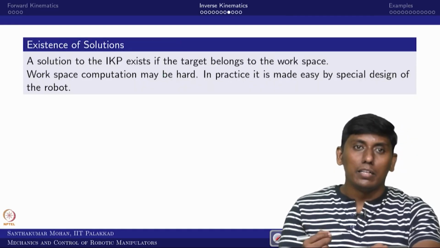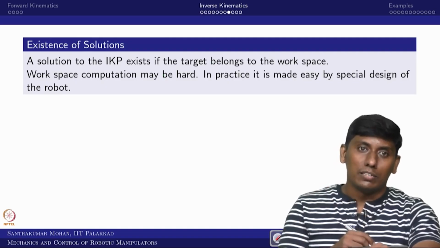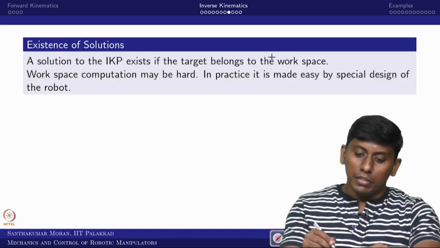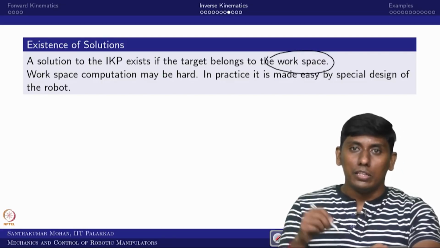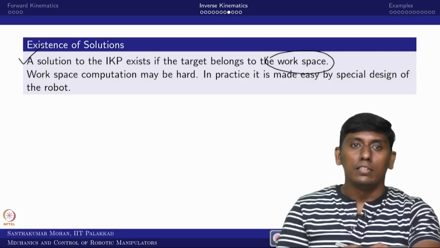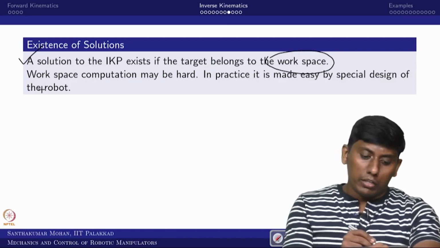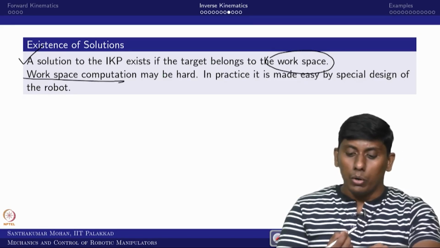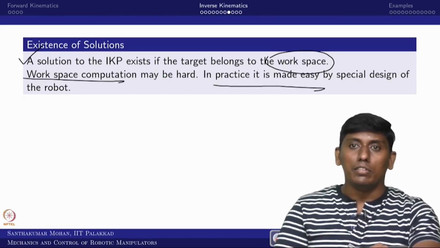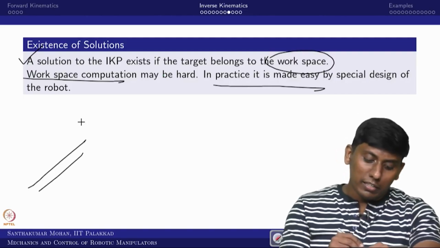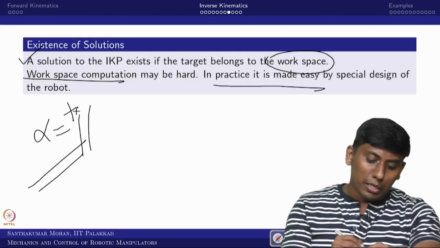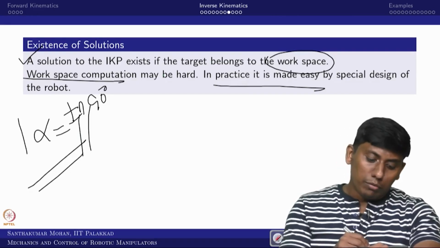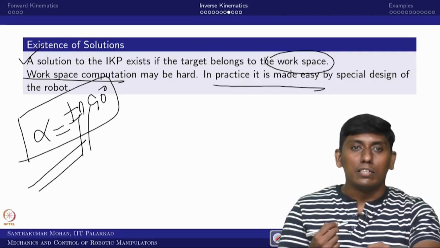Even for attempting that, you should know whether a solution exists or not. What is the easiest way? We have already seen what a workspace is. If the given point is within the workspace, then the solution exists, but how you obtain it is different. For that you need to find the workspace, but workspace computation is very hard. Okay, in practice it is made easy with a special design of the robot. That's why I said these alphas are always multiples of 90s. Okay, with multiples of 90 degree alphas, your configuration is arranged in such a way that it makes things easier.